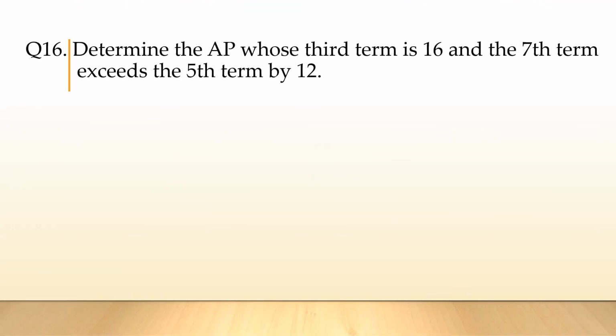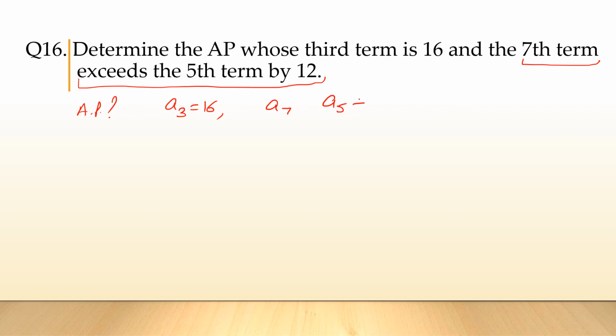Question number 16. Determine the AP. Now what do we have to find out? We have to find out the AP whose third term is 16, and seventh term exceeds the fifth term by 12. That is, the seventh term of the AP is 12 more than its fifth term.